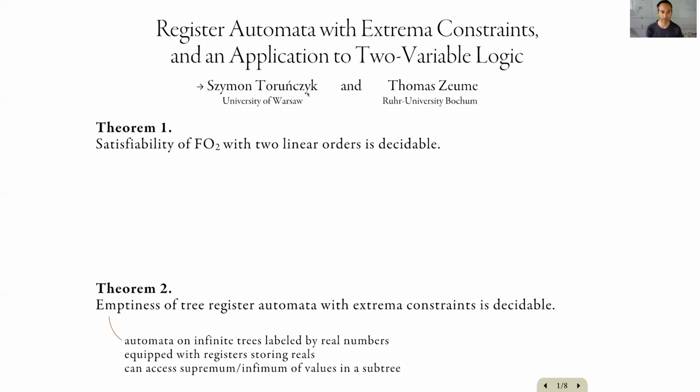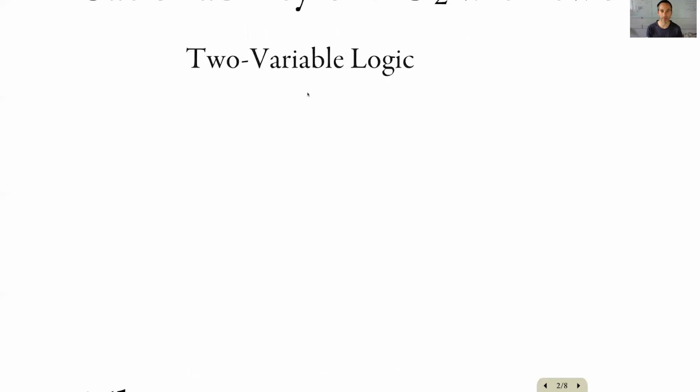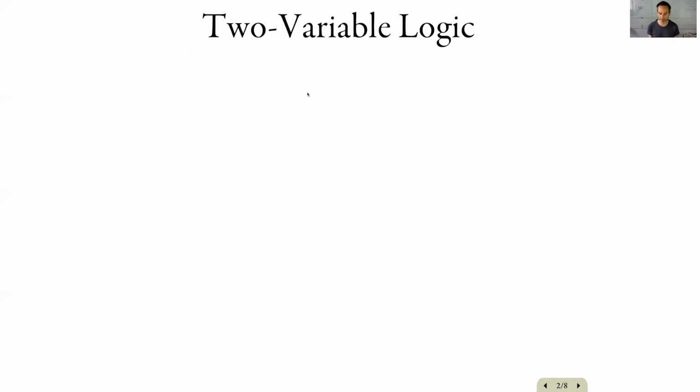So let me start by explaining the first result. The first result concerns two-variable logic. Two-variable logic is the fragment of first-order logic where you can just use two variables, but you can reuse them. So for example, you can write a sentence expressing that every node X has a node Y, to which it is related by the R relation, but this node Y has some other node, which we also call X to reuse the variables, with which it is not connected by the R relation.